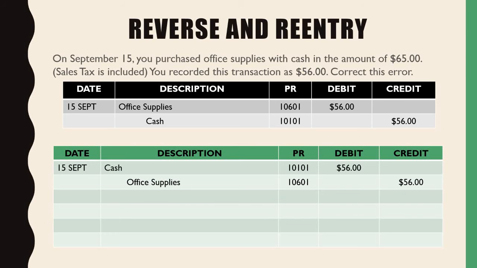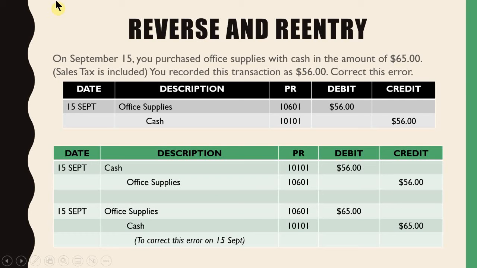Now, if you're thinking about this in a real life example, let's say you did go to the store. You purchased office supplies for $65, but you ended up recording it at $56. How does the reverse and re-entry method work? Well, if you need to correct it, what do you need to do? You need to go to the store and return the product. Okay, so there you go. You're going to get your cash back, and you're going to return the office supplies, right? That's the reverse entry. Now that you've reversed it, everything's canceled out.